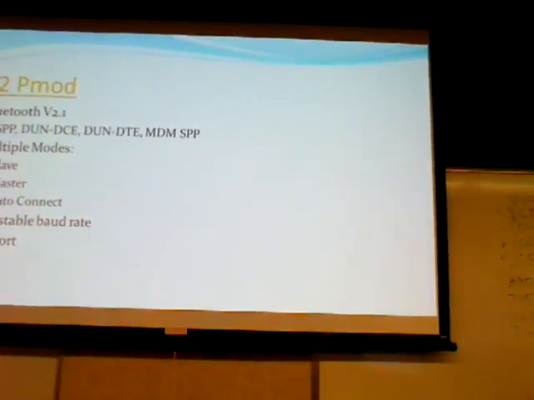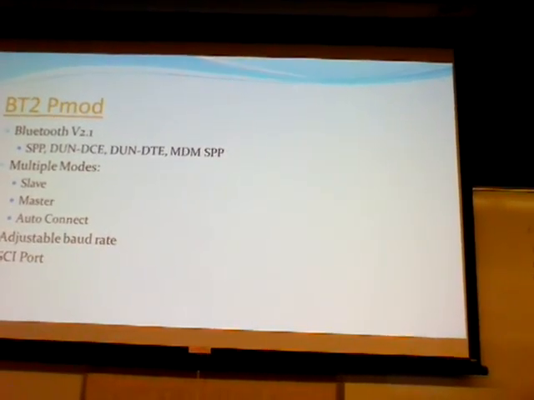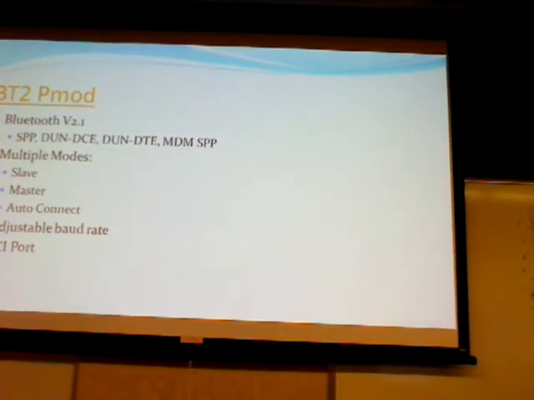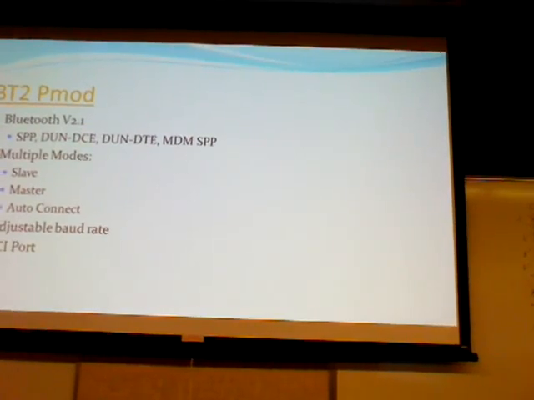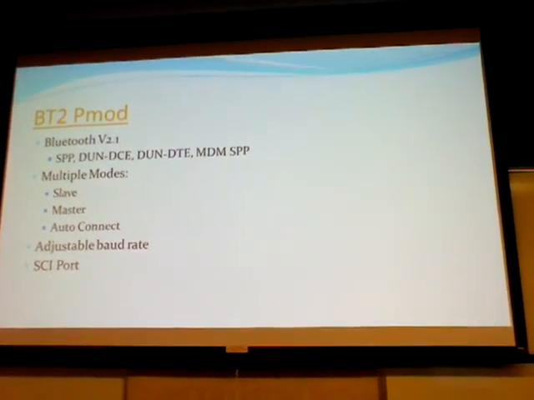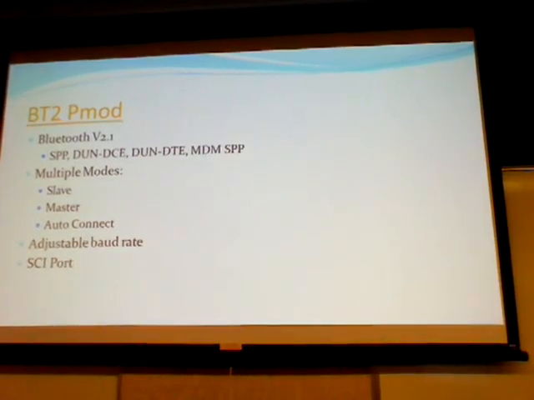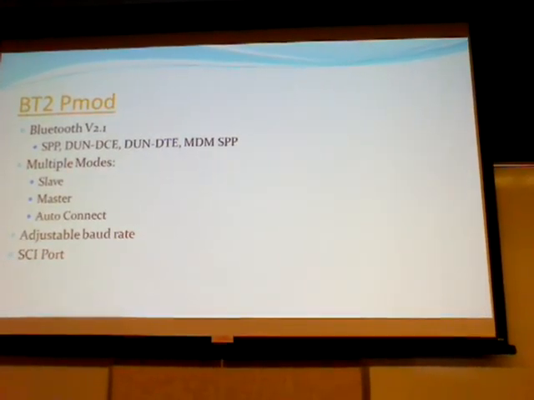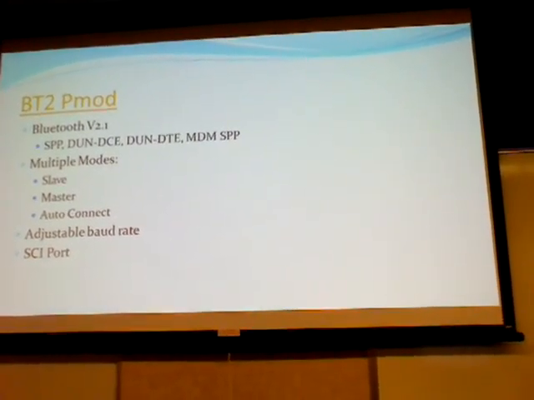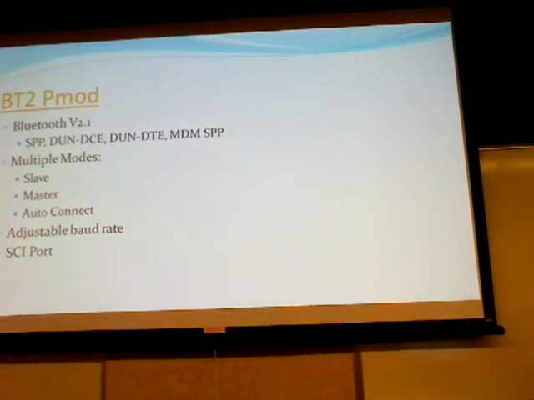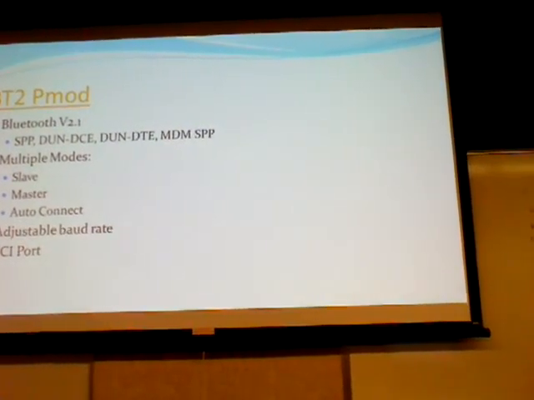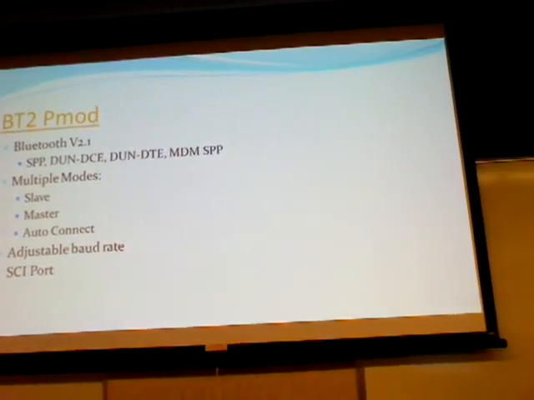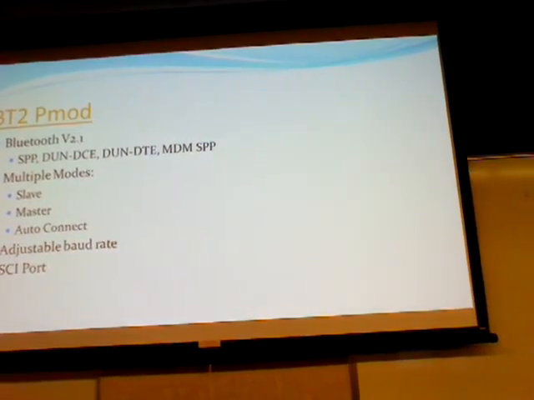And this is the Bluetooth PMOD, and the ports here you see, none of them are on the droids. So what I have to do is edit the code so that the application will override the Bluetooth profiles, and it'll be able to run on the SPP, which is the serial port profile. There are multiple modes that you can do: slave, master, auto connect. Right now I'm just using auto connect, so I can connect straight to my droid. And the adjustable baud rate is important, so when I'm using the serial port, I can get all the data right. And this is going to be using the SCI port.